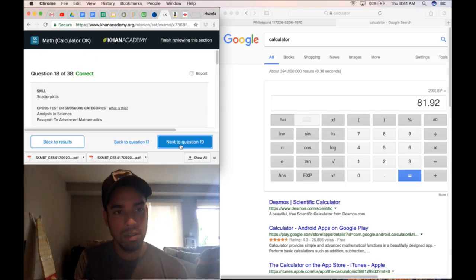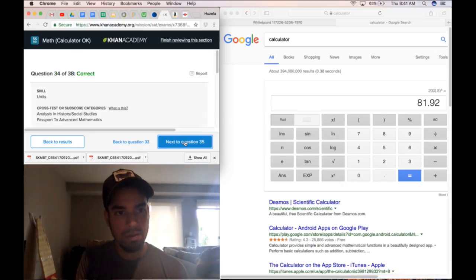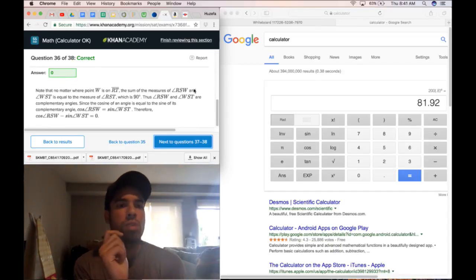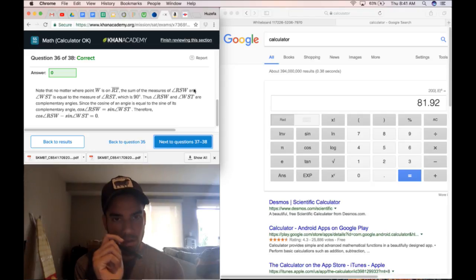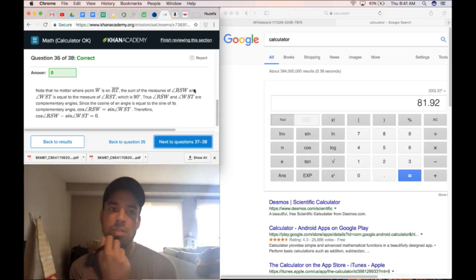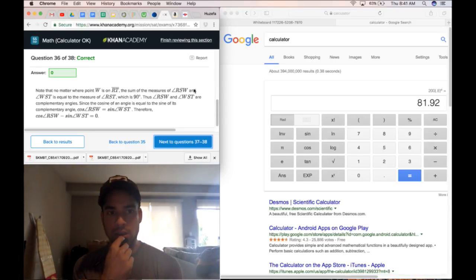Where is it? It's 35, right? No, 36. Here we go. So how do they do this? No matter where point W is on RT, the sum of the measures of RSW and WST is equal to the measure of RST. RSW and WST are complementary angles. Therefore, the cosine of one equals the sine of the other.